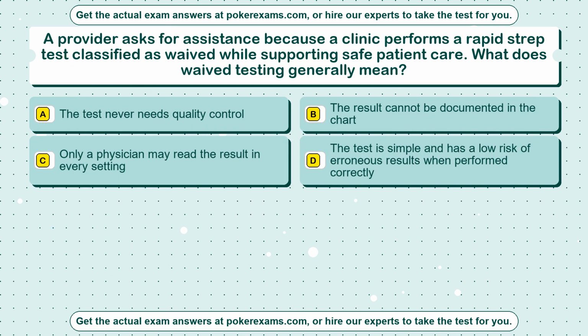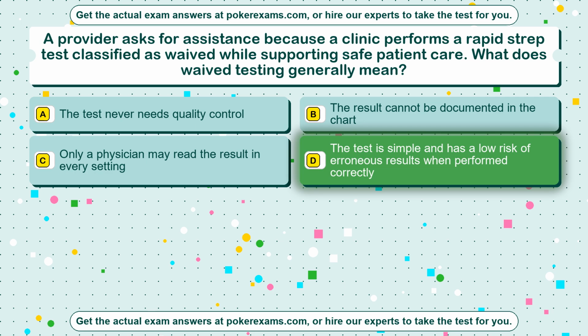Question 26. A provider asks for assistance because a clinic performs a rapid strep test classified as waived while supporting safe patient care. What does waived testing generally mean? Option A. The test never needs quality control. Option B. The result cannot be documented in the chart. Option C. Only a physician may read the result in every setting. Option D. The test is simple and has a low risk of erroneous results when performed correctly.